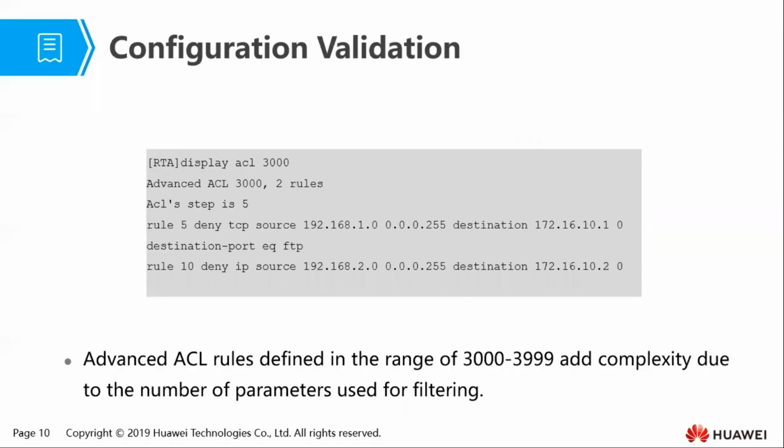So we can confirm our configuration by typing display acl 3000. You can see we have two rules. By default, the ACL step is 5. We didn't specify the step, but we have rule 5 and rule 10. And the other information you should be able to understand.